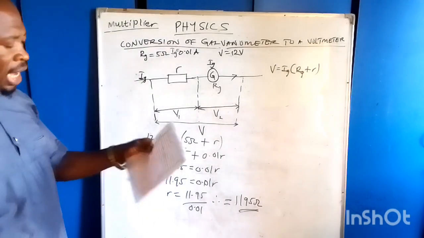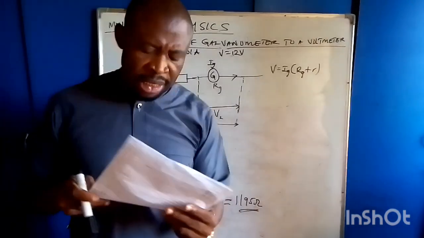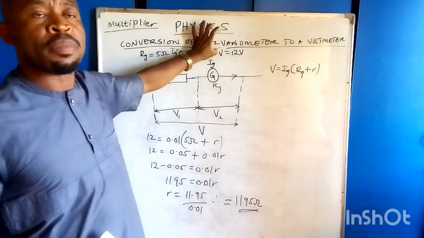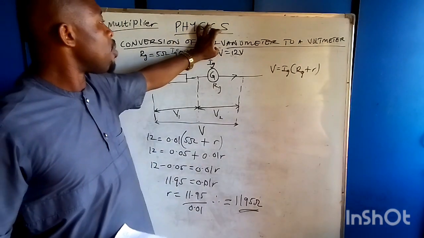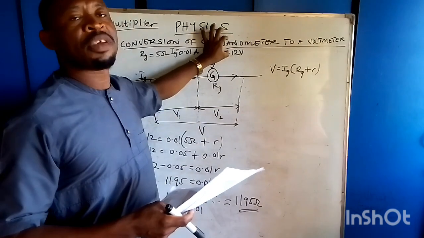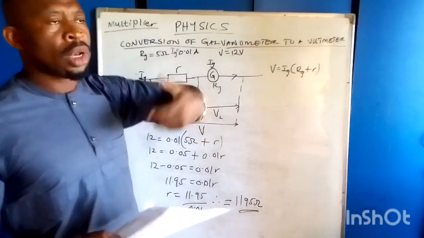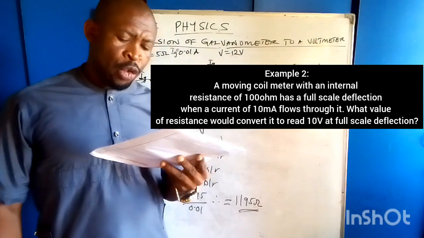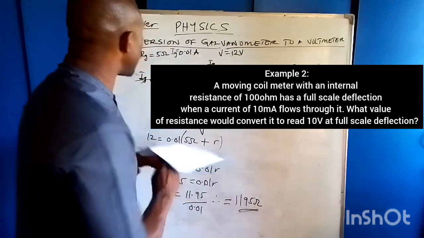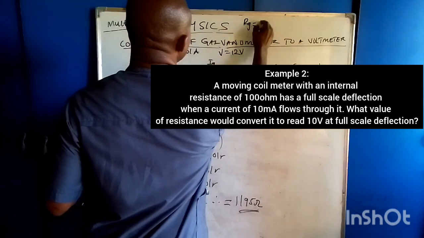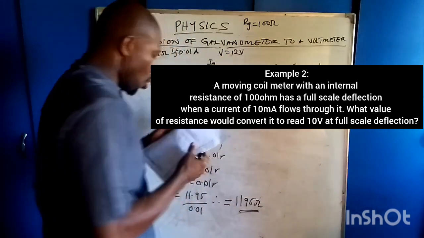Okay, let us take another question. Remember, a galvanometer can also be referred to as a moving coil meter. So let us take this one. It says, a moving coil meter with an internal resistance of 100 ohms. With an internal resistance, that means Rg is 100 ohms.